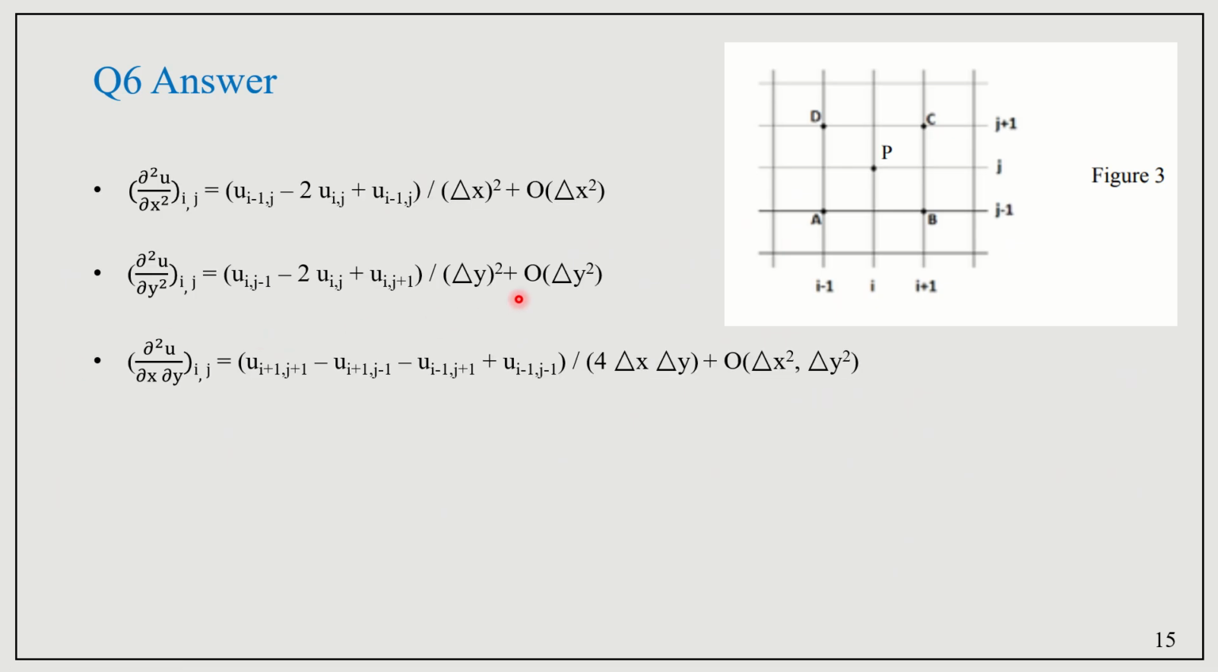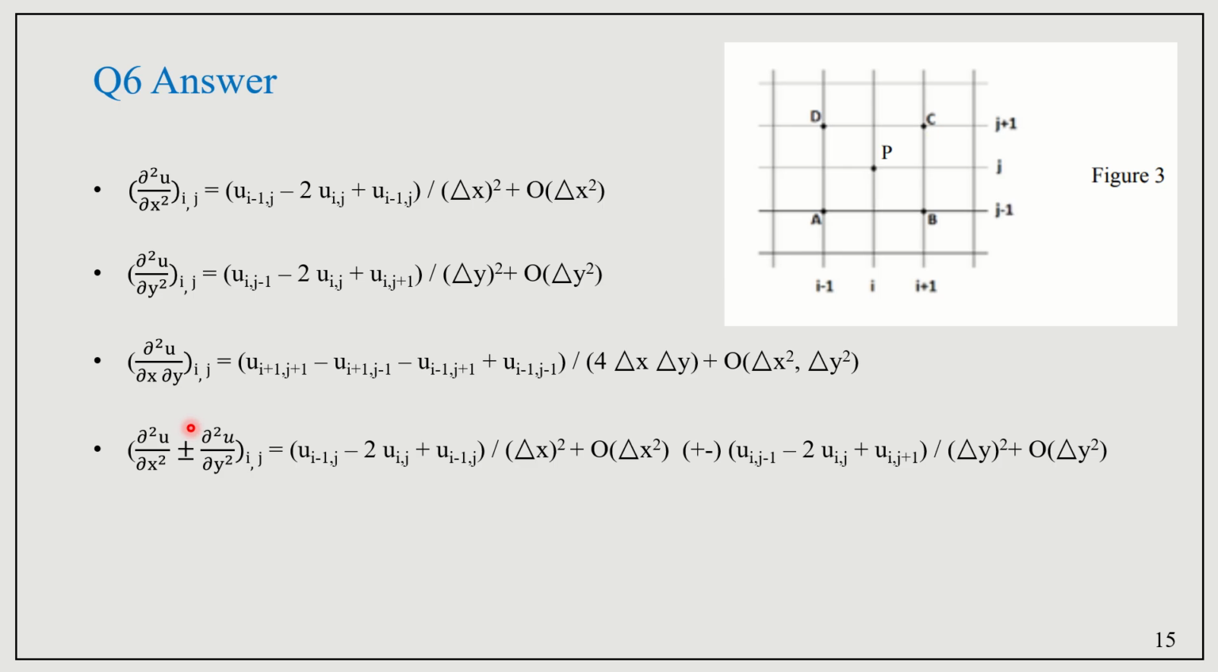So we have i plus 1, j plus 1, C; i plus 1, j minus 1, B; i minus 1, j plus 1; D, i minus 1, j minus 1, E. So we have one or more corner points. So it is given from ∂²u/∂x∂y.